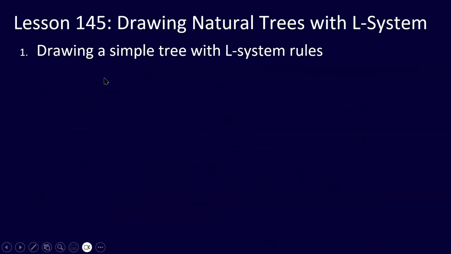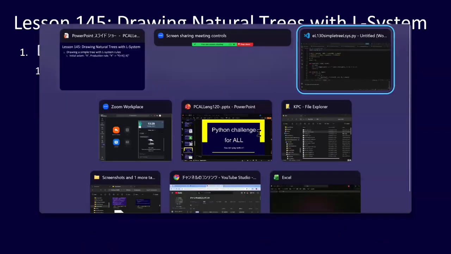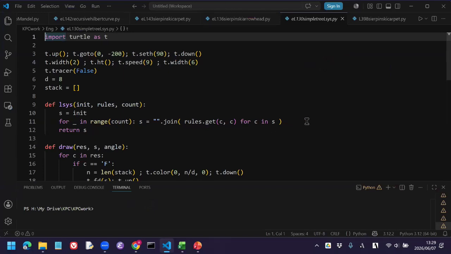So we will draw a simple tree with L system rules. It's very simple. Only two rules. The initial axiom is X, and the production rule is X goes to only this. So if you have code from lesson 130, we will use it. If not, just follow me.